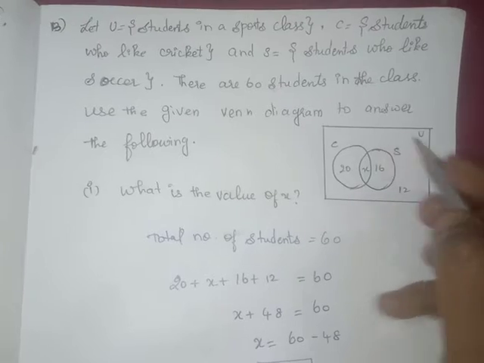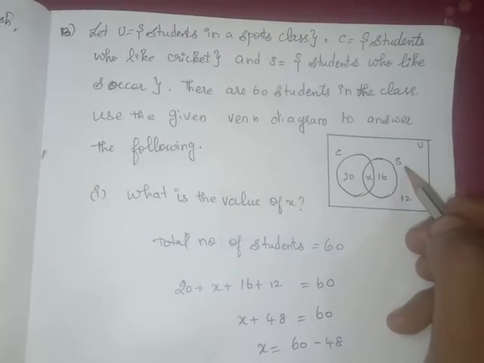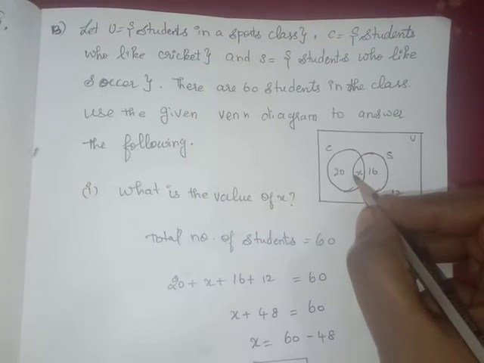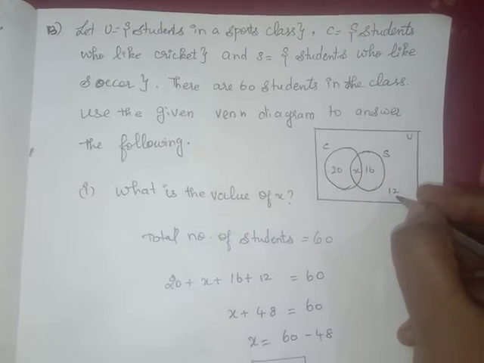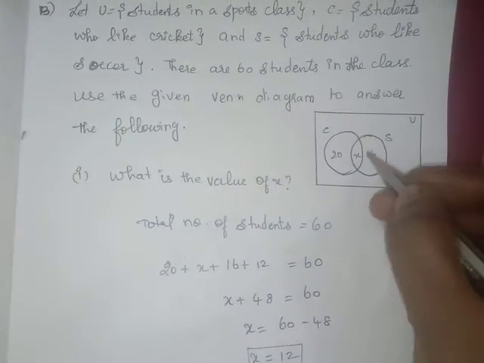One Venn diagram is given. The rectangle represents the universal set. Cricket is one set, and soccer is the second set. So 20, 16, and in between is the unknown x. The universal set has 12 outside. First question: what is the value of x? First you find the x value.